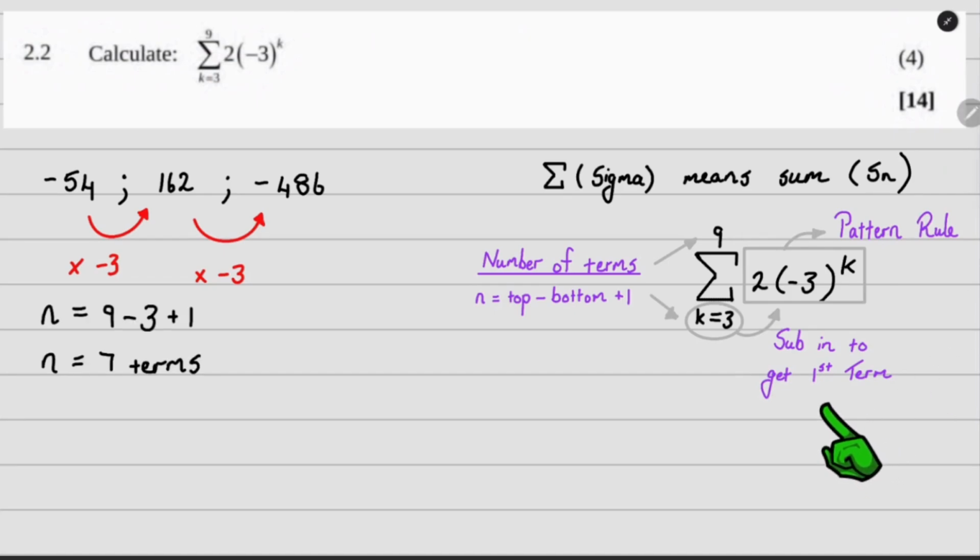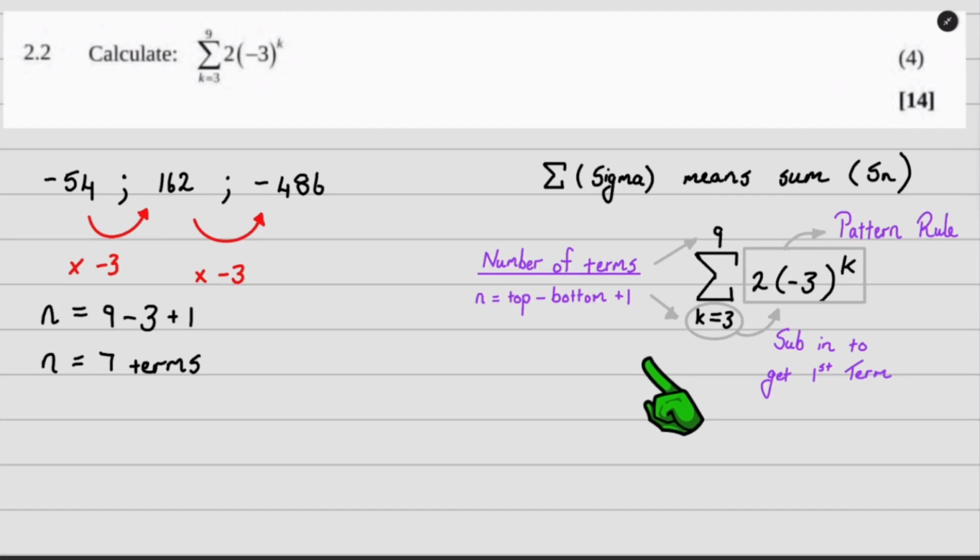And now I can kind of forget about sigma notation. I've extracted what I need from it, so it's kind of useless to me now. So I fall back into my normal procedure where I'm going to get the sum of a geometric pattern.